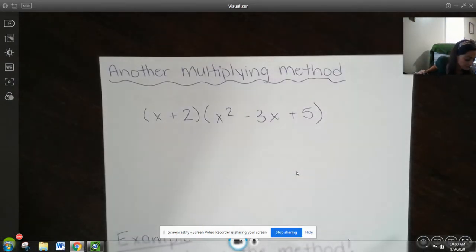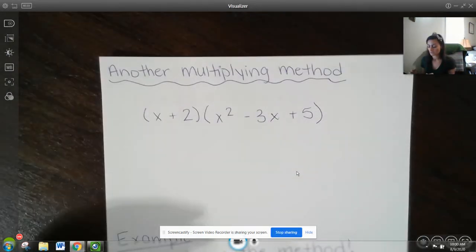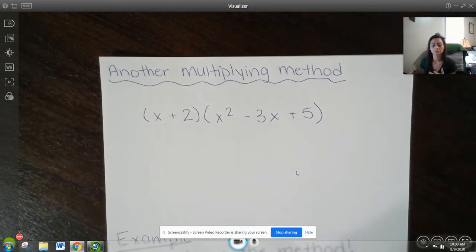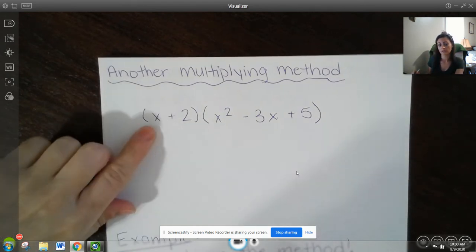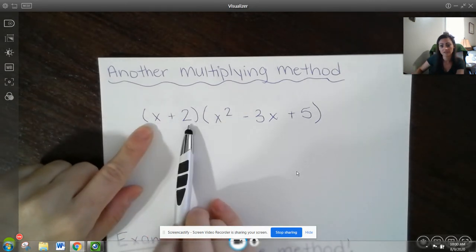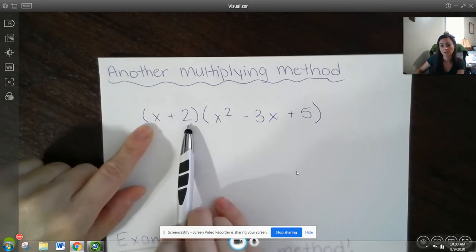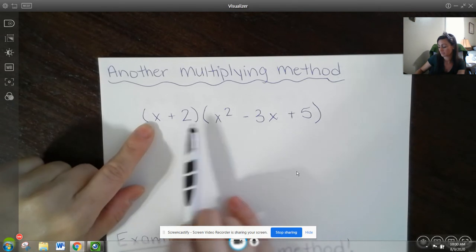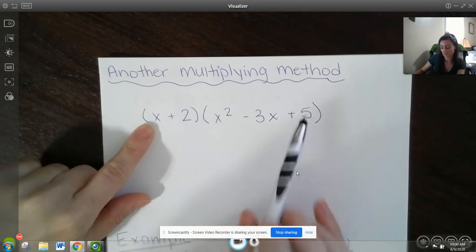So another option is to do distribution. I don't teach this in Math 1 because if you're not super careful, it is possible to miss pieces. What I'm doing is taking each term in this first set of parentheses and multiplying it by every term in the second set of parentheses.